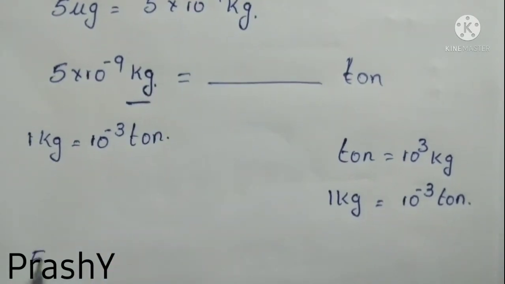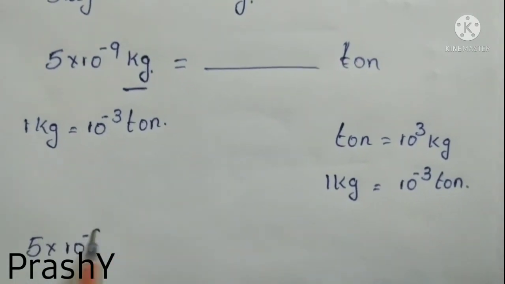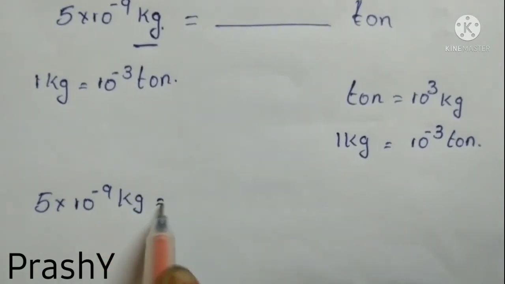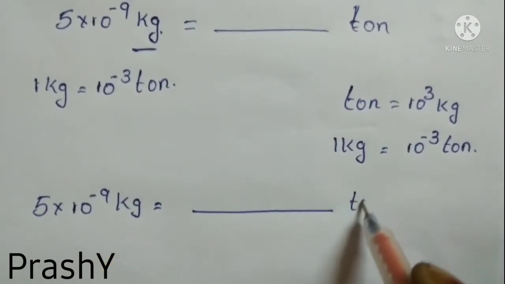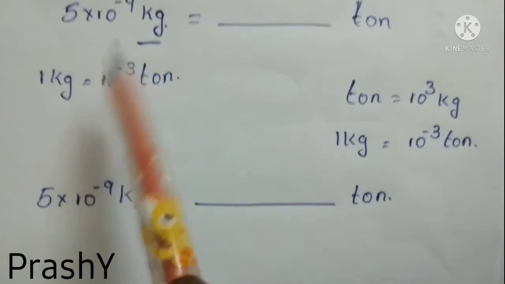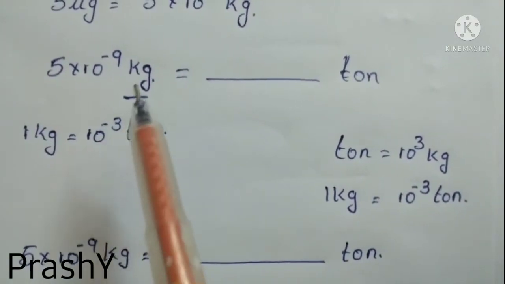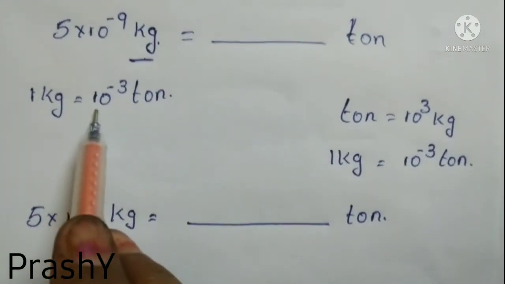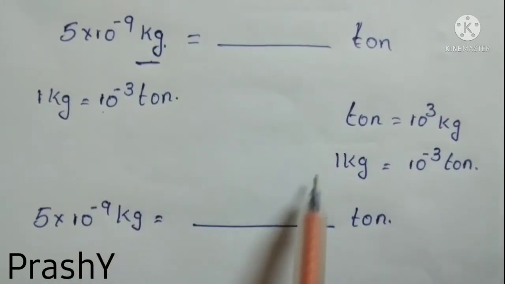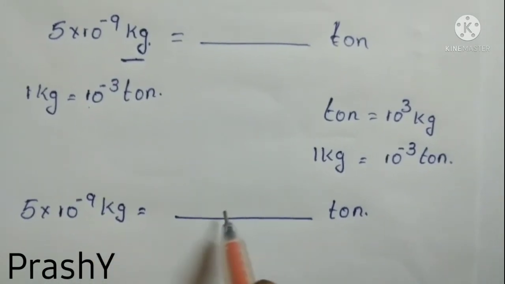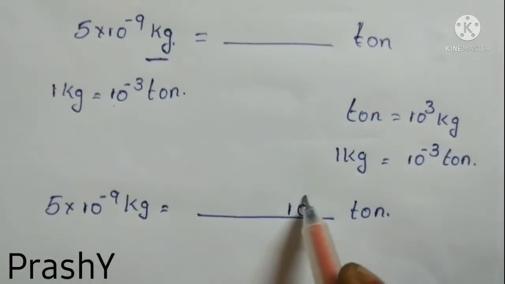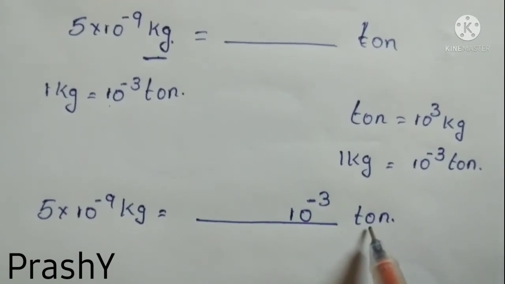So I am writing the equations here. 5 into 10 to the power of minus 9 kg is equal to dash ton. Now, where is this kg? Kg is on the left hand side. So, when kg is on the left hand side, we have to write the value as it is. So, what is the value here? 10 power minus 3. Ton is already present, so no need to write.